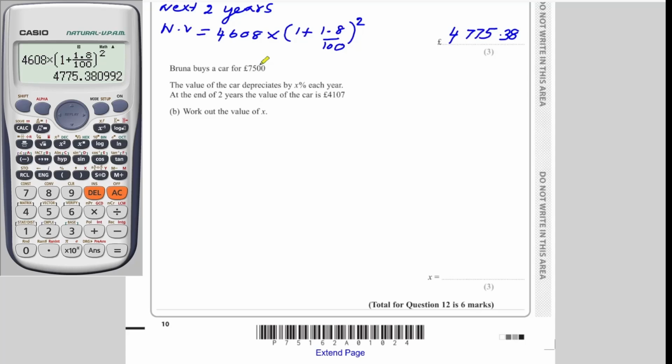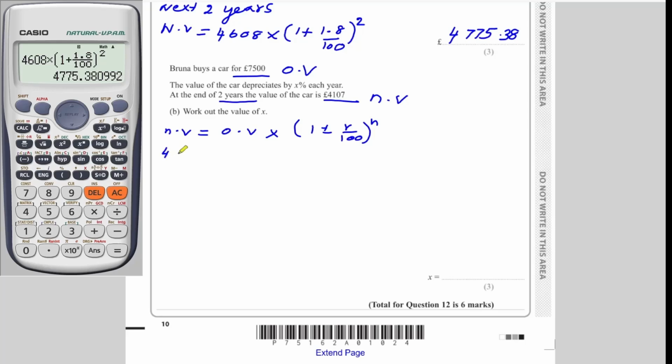So in this case, this is depreciation. So let's decide which one is new, which one is old. Bruna buys a car for this one. Then this is obviously the old value. At the end of 2 years of time, the value of the car is this one. Then this is new value. Let's write the formula. So new value equals old value, or P, into 1 plus or minus R over 100 raised to the power of n. So let's substitute the value, plug in the value into the formula.